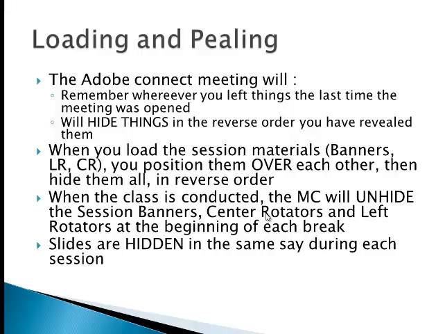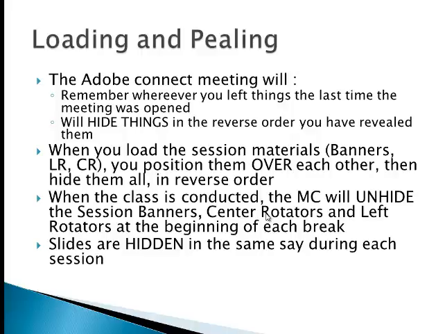An Adobe Connect meeting will remember wherever you left things the last time the meeting was open, and will hide things in the reverse order from what you revealed. So when you load the session materials, that is the banners, left rotators, right, center rotators, and slides, you basically put them over each other. You first put session 5, then 4, 3, and 2, and 1 all over each other. That way, when the class starts, you can hide the one on top and reveal the one underneath.